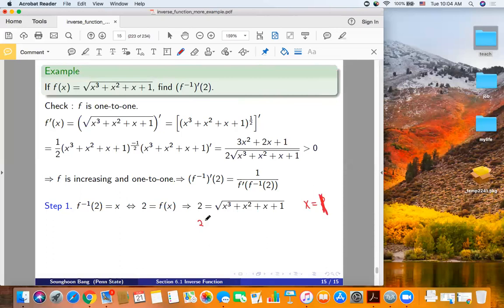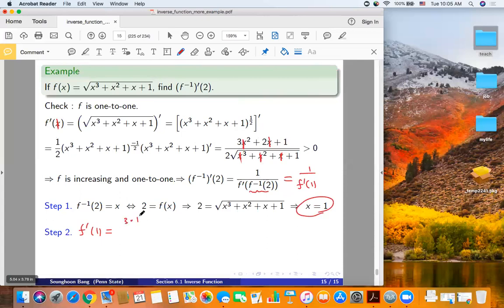You plug 1 into here: 2 equals the square root of 1 cubed plus 1 squared plus 1 plus 1. So 2 equals root 4, 2 equals 2. Yes, x equals 1. In step 2, you plug 1 into here, so we have 1 over f prime of 1. How can you calculate f prime of 1? You plug 1 into the derivative, into x here.